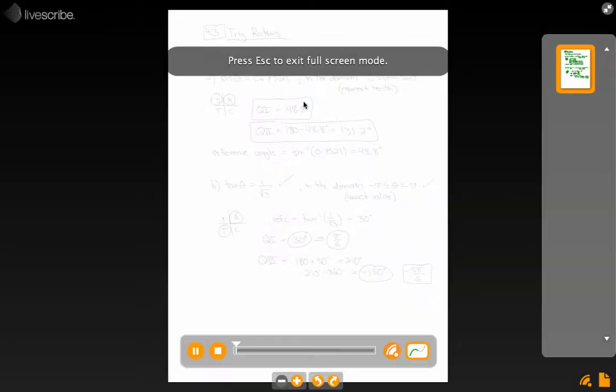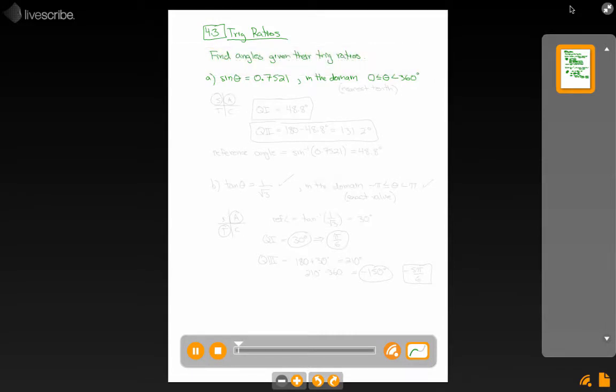This example comes out of section 4.3, trig ratios. This question in part A asks us to find angles given their trig ratios, and we're told that sine of theta equals 0.7521. Definitely not a number I recognize, not something off the unit circle. This is definitely going to require a calculator.